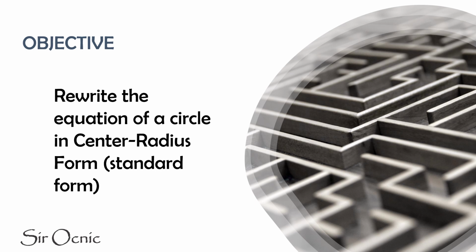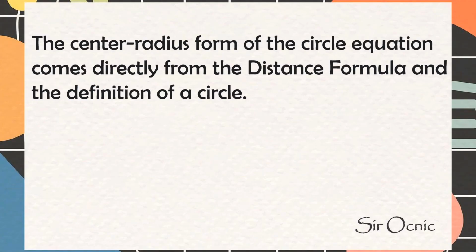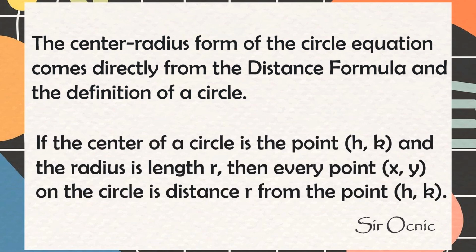In this video, we will rewrite the equation of a circle in center radius form, also known as standard form. The center radius form of the circle equation comes directly from the distance formula and the definition of a circle. If the center of a circle is the point (h, k) and the radius is length r, then every point (x, y) on the circle is distance r from the point (h, k).